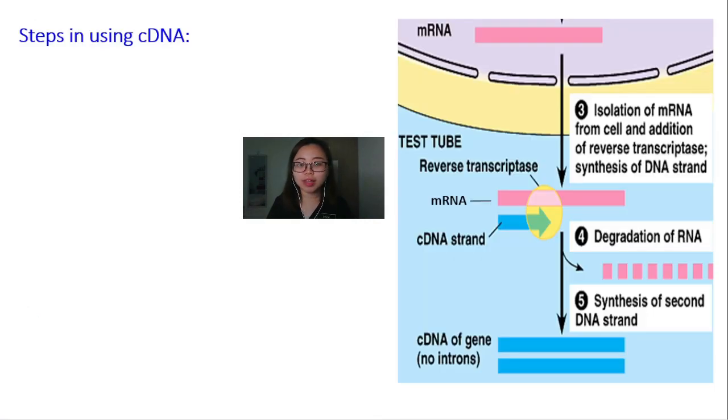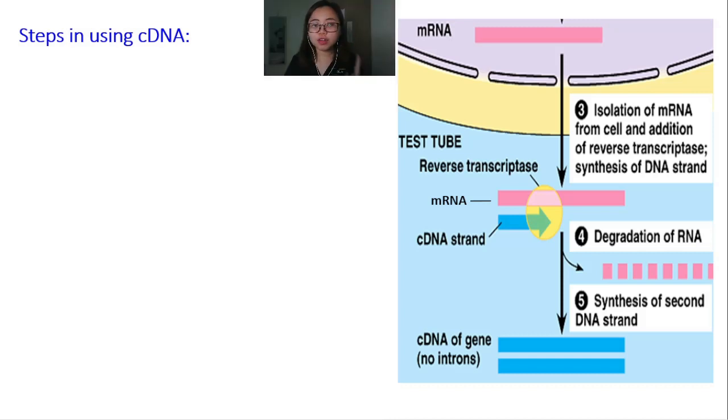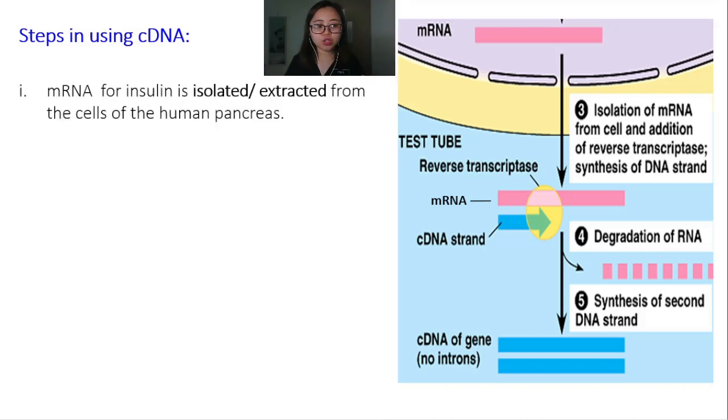Okay, so let us talk about the steps in using cDNA. First things first, we are going to make the cDNA. We are going to take mRNA for insulin from the human, okay? mRNA from insulin is isolated or extracted from the cells of the human pancreas. Kita keluarkan daripada manusia dan kita masukkan ke dalam test tube, okay?